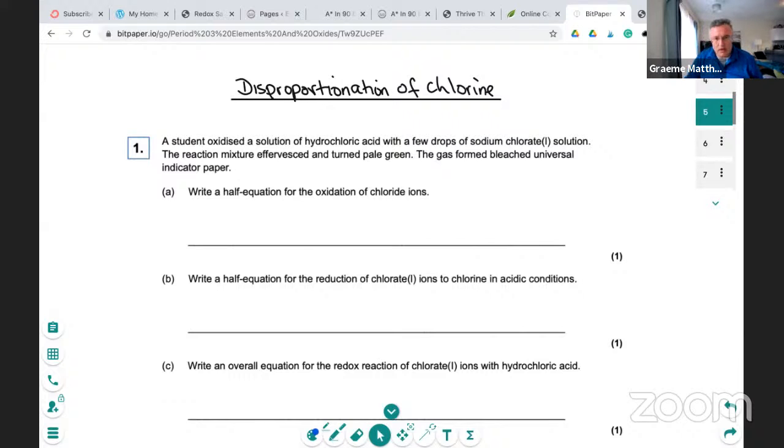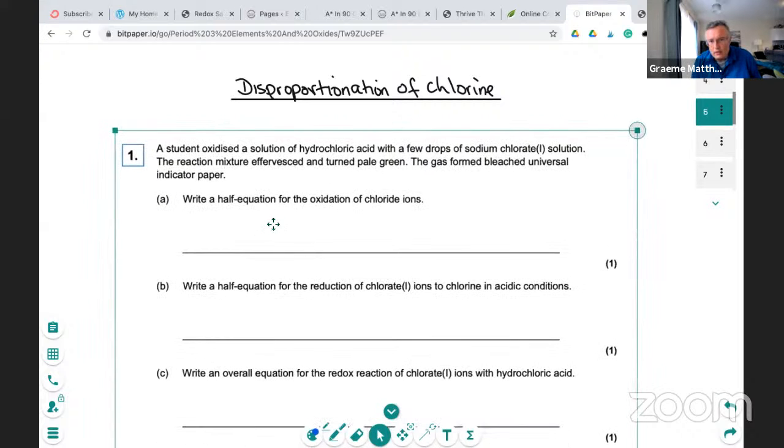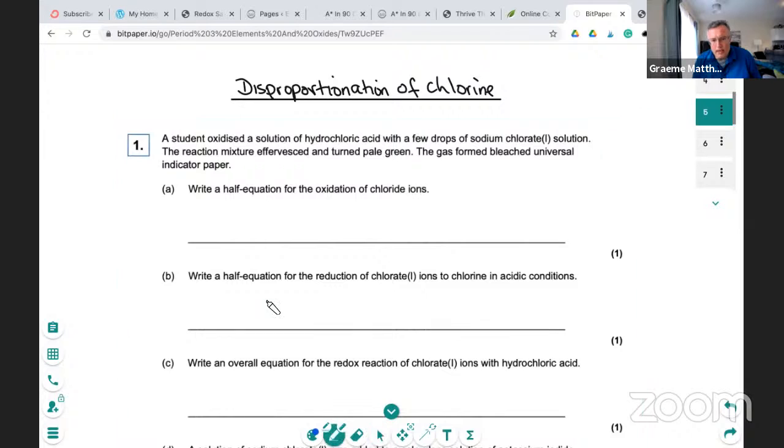All right, then, so here we are in Air Force Blue, with our most excellent friends at BitPaper. I love BitPaper, they really do really good products. So it says, write a half equation for the oxidation of chloride ions. Chemists, hold on, gotta get this just right. Turn on the pen like this.